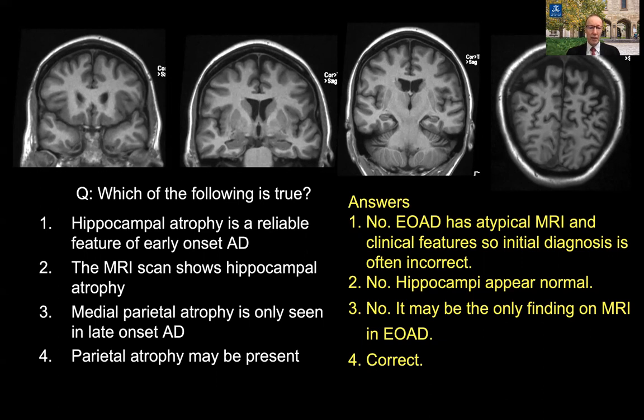Part 4, parietal atrophy may be present in this case, and that is correct if we look at the last image. And hopefully I'm not hiding it. I'll see if I can move that just to be sure. There may be a bit too much space up here. So there could be early parietal atrophy. So that answer is correct.